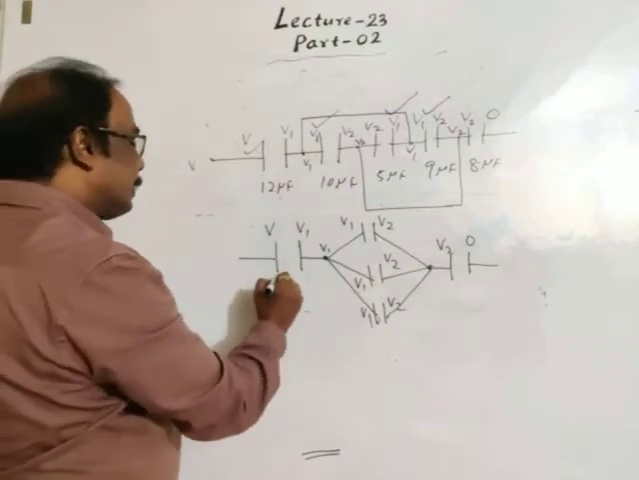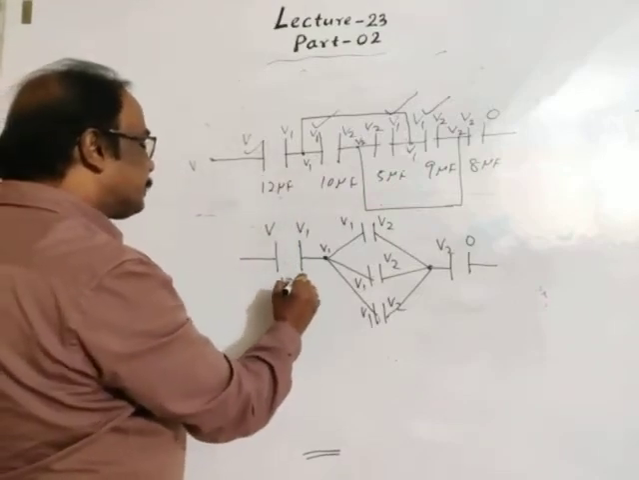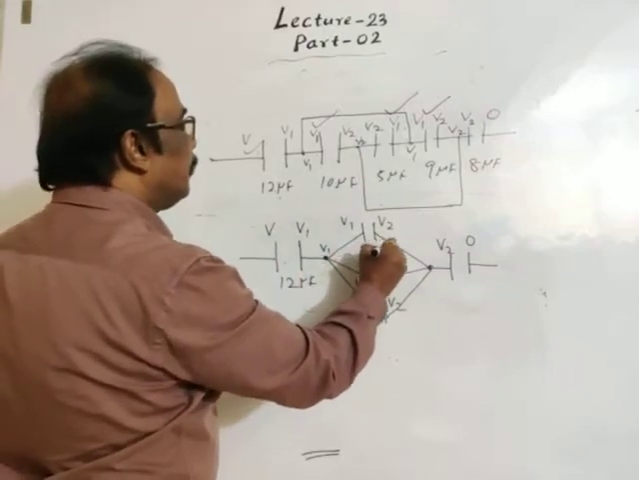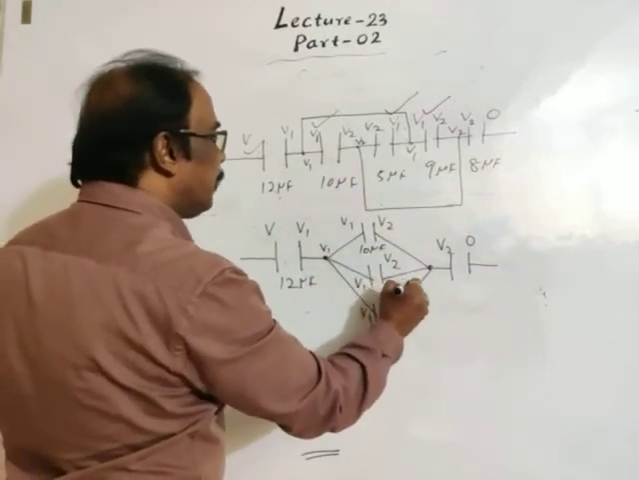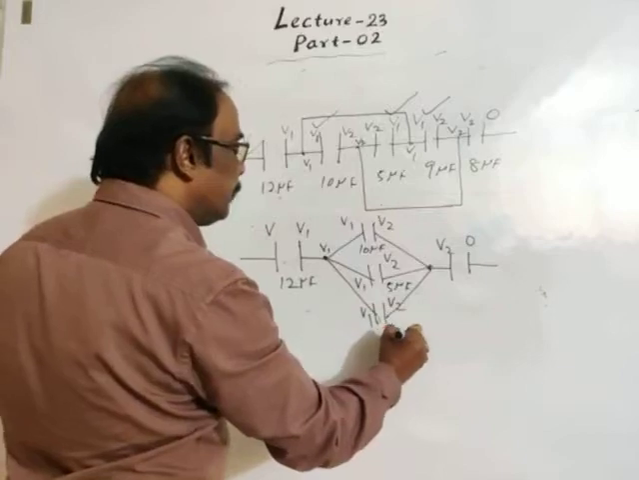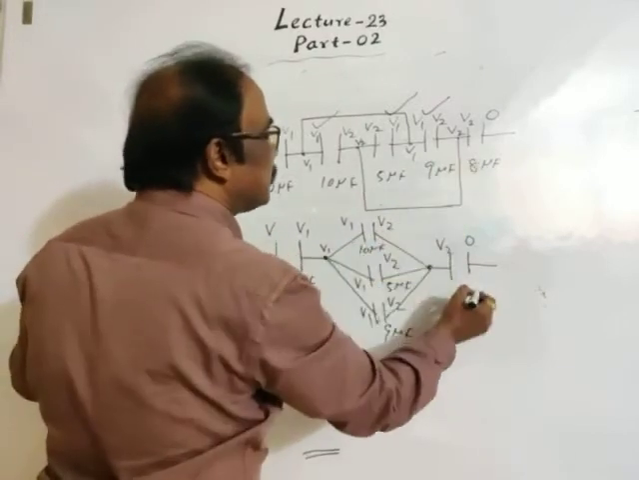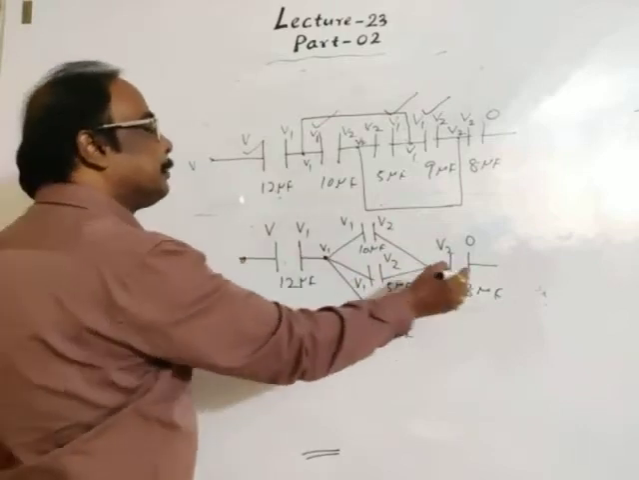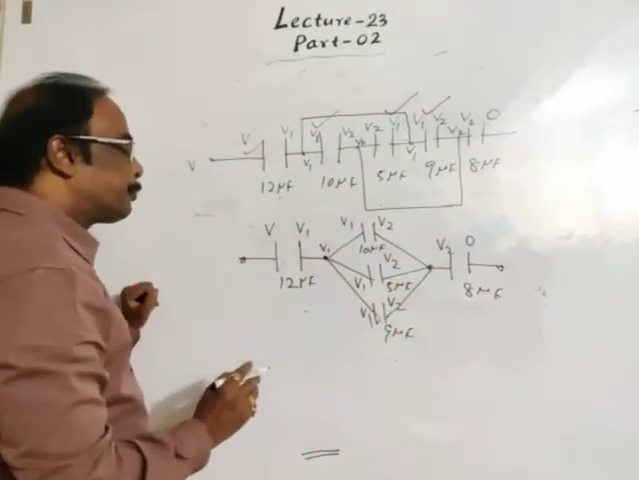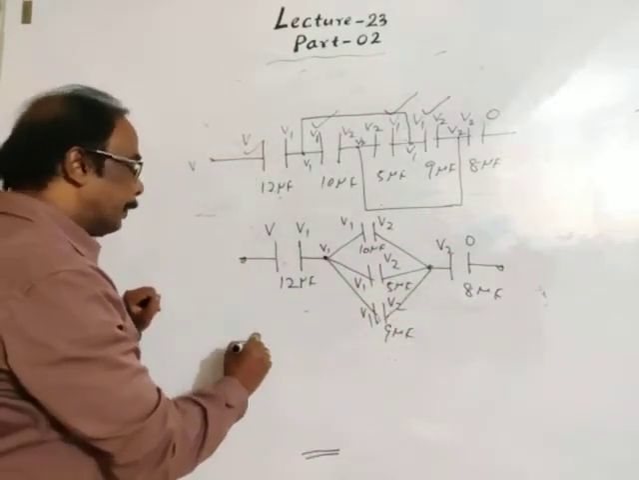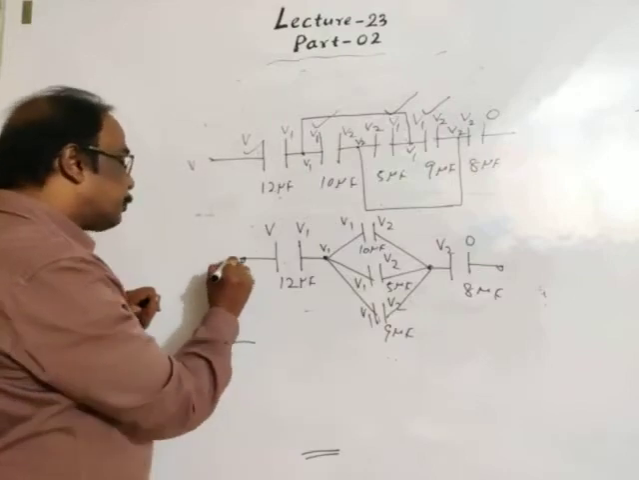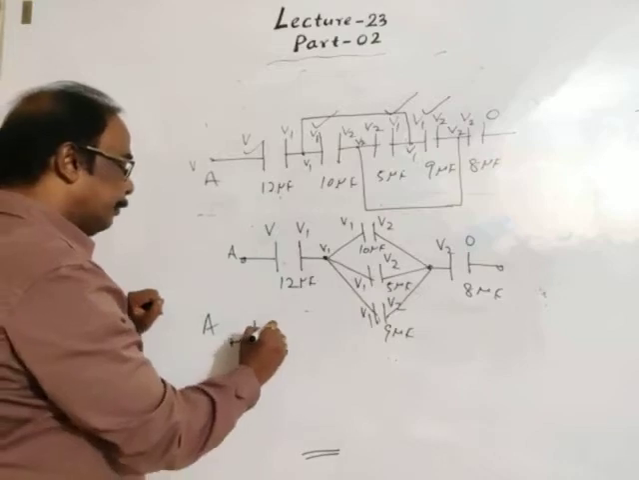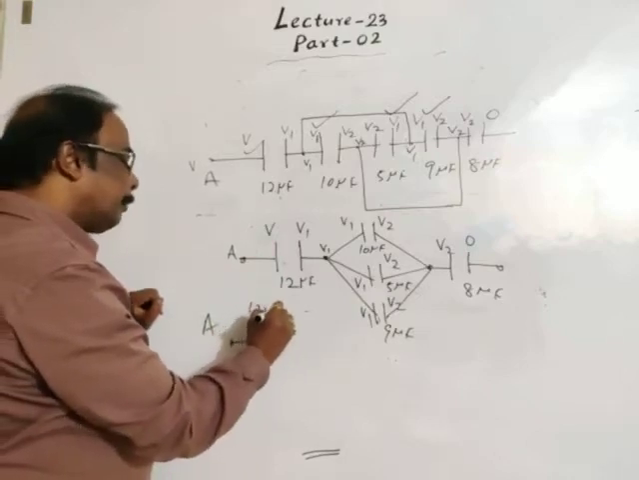The capacitance of this is 12 microfarad, this is 10 microfarad, this is 5 microfarad, this is 9 microfarad, and this is 8 microfarad. Then we have to calculate the effective or equivalent capacitance between these 2 points. See, this is the first point, let this be A. Then this is 12 microfarad.